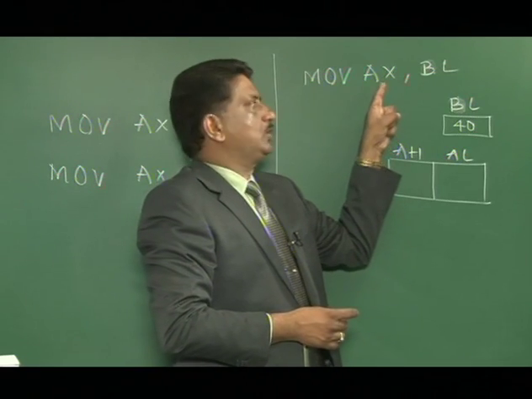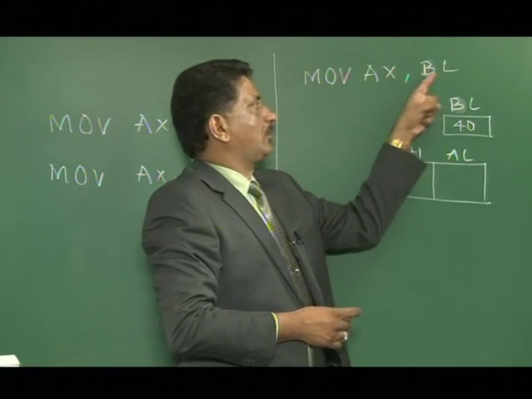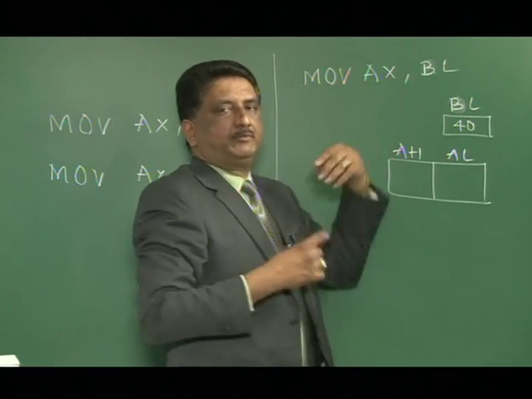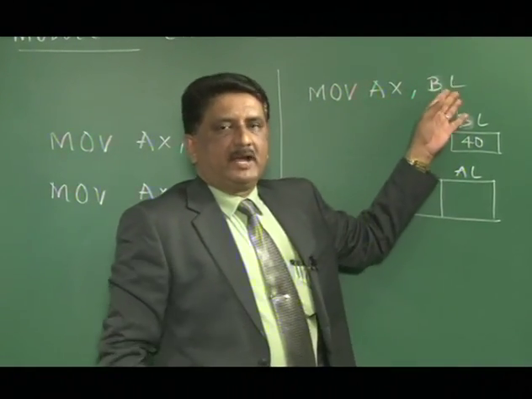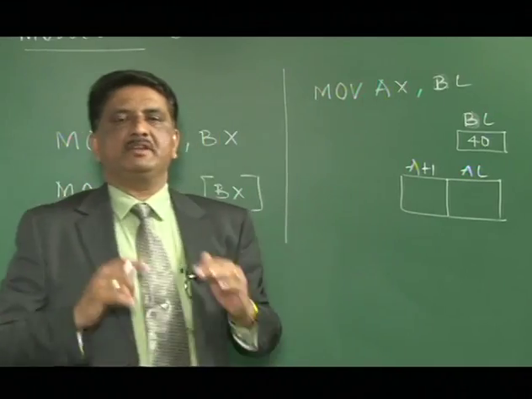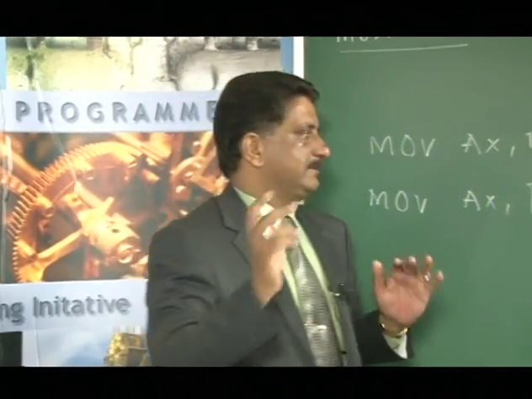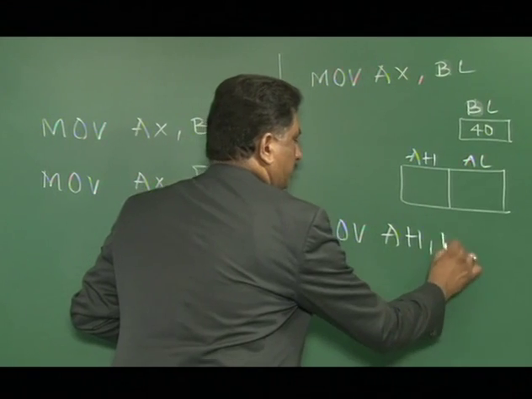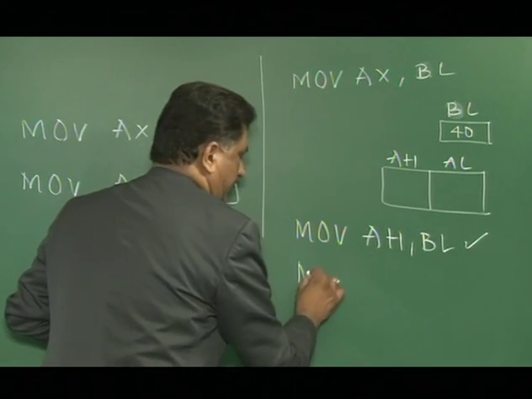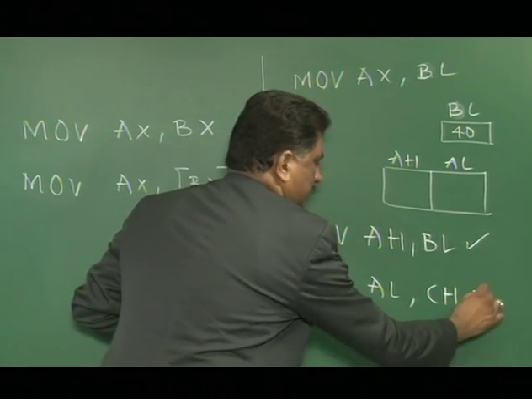Your processor would not know whether to copy this to AL or to copy this to AH. If you ask me a hypothetical question, sir, BL should go to AL, then what is the problem here? Nowhere have we said that lower bytes always work with lower bytes and higher bytes with higher bytes. For example, an instruction like MOV AH, BL works fantastically fine, MOV AL, CH works fantastically fine.